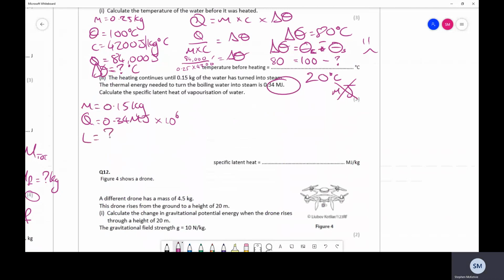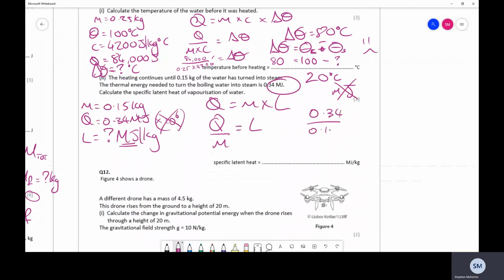Calculate the specific latent heat of water. L is equal to some number of megajoules per kilogram. This is why we write down the units: if it's asking for megajoules per kilogram, I'm not going to change the megajoules into joules. So they were doubly sneaky little hobbits. Q is equal to mass times specific latent heat. Divide across by m: Q divided by m is equal to L. So 0.34 divided by 0.15 is equal to my answer, L, megajoules per kilogram.